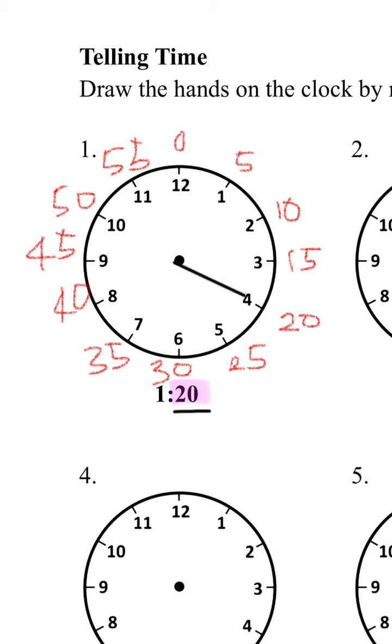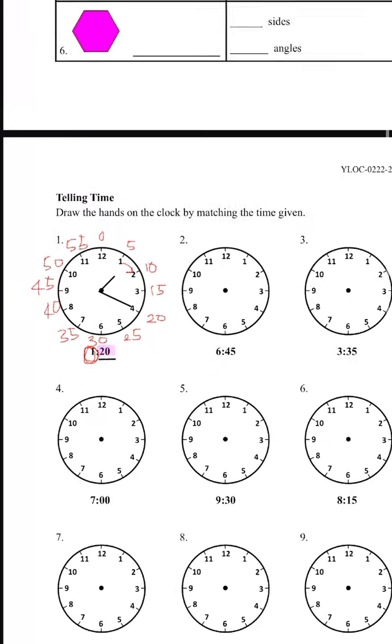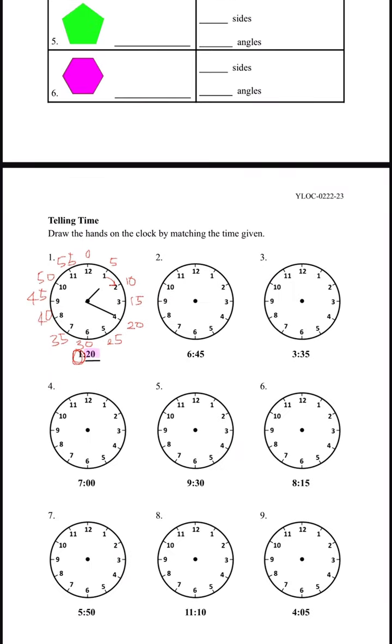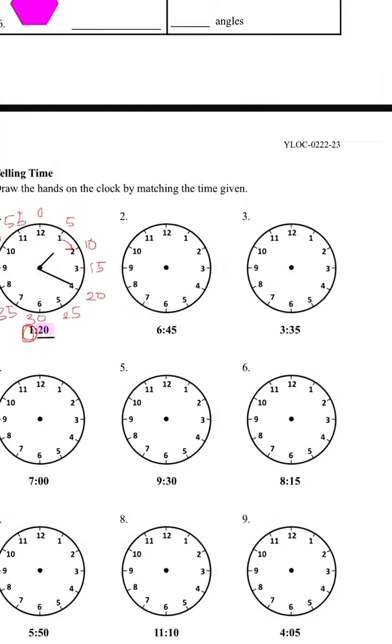Okay, and the shorter hand, we just have to look at this number now, this one. It says 1, so this is going to be between 1 and 2 over here. So it would go right over here, the shorter hand. Okay, we're going to try one more. We're going to do number 6.